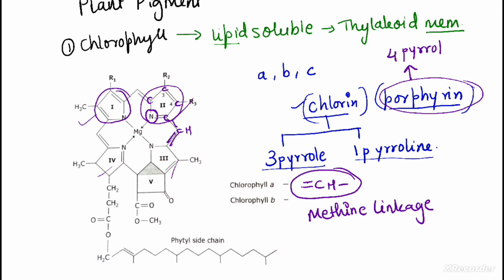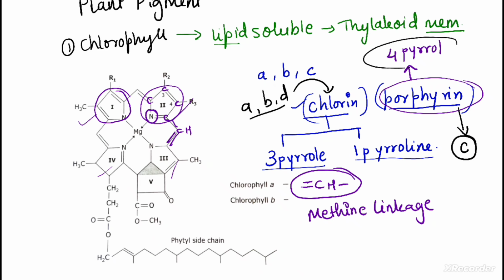So chlorophylls, like chlorophyll A, B, and chlorophyll D, all these are chlorine derivatives. However, chlorophyll C is a porphyrin derivative. What do I mean by porphyrin? Porphyrin has 4 pyrrole rings. Basically it's the reduction of 1 pyrrole double bond in the porphyrin ring. Whenever you reduce 1 pyrrole ring, it will result in chlorine. But this particular chlorophyll C has all 4 pyrrole rings.